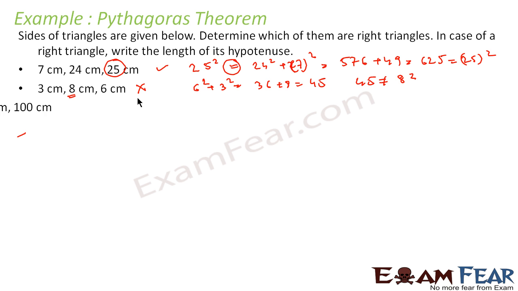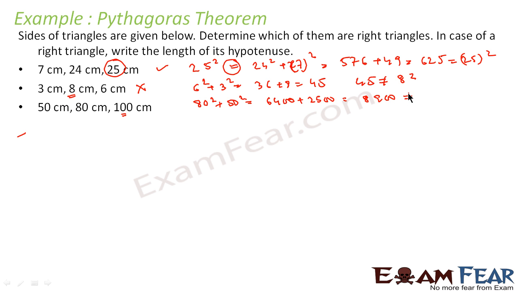Let's take the third scenario, 80, 50 and 100. The maximum side is 100. So let's try to sum the square of the other two sides. It's 80 square plus 50 square. How much is it? This is 6400 plus 2500. That comes out to be 8900. And that is not equal to 100 square. You know, 100 square is this much. So this is also not a right triangle.